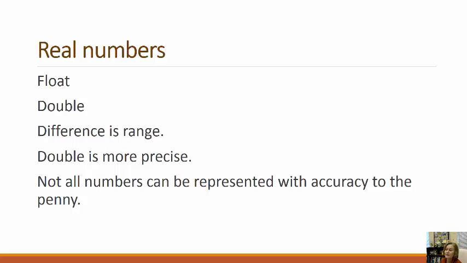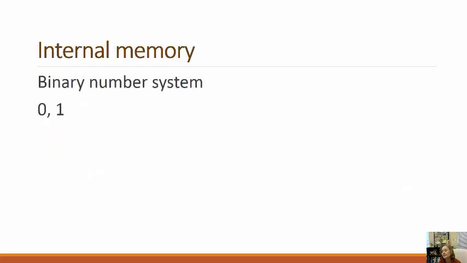We also have real numbers, and those are defined with float or double as the data type. Again, the difference is in the range and the memory required. Double is more precise than a float number. And remember that not all numbers can be represented with accuracy to the penny. That has to do with rounding and how numbers are stored in C++. We'll talk more about that as we go. Do know that usually in this class you're going to use double when you're using a real number, and a real number has a decimal in it or could have a decimal in it.